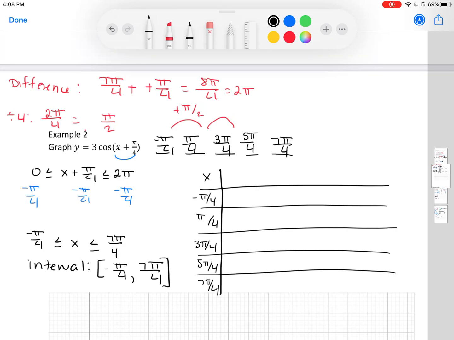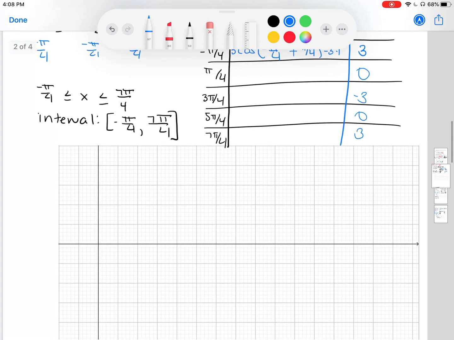Okay, let's go ahead and plug them in. I'll do the first one with you. So I have 3 cosine of x plus pi over 4. We work it out. We have 3, and I have cosine of negative pi over 4 plus pi over 4. So I have cosine at 0. Cosine at 0 is 1. So I technically have 3 times 1, which is 3. Alright, so that's how you work it out. It's just an order of operations problem. So we're left with 3, 0, negative 3, 0, and 3.